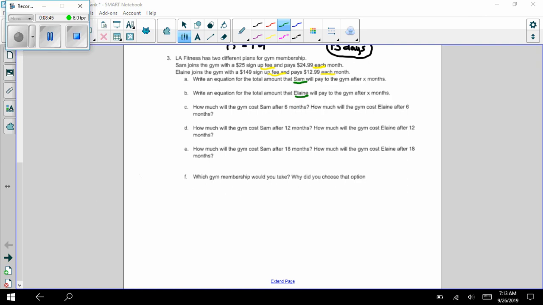But before we start, we need to identify what our variables are going to be. We're going to use X because it didn't deliberately tell us to use an H or a D or an X. When it doesn't tell you what variable to use, you defer back to an X and a Y would be my suggestion. So let's define X as the number of months and Y as the total cost. Y often is the total amount of money they will pay, just FYI. So let's go back to letter A.